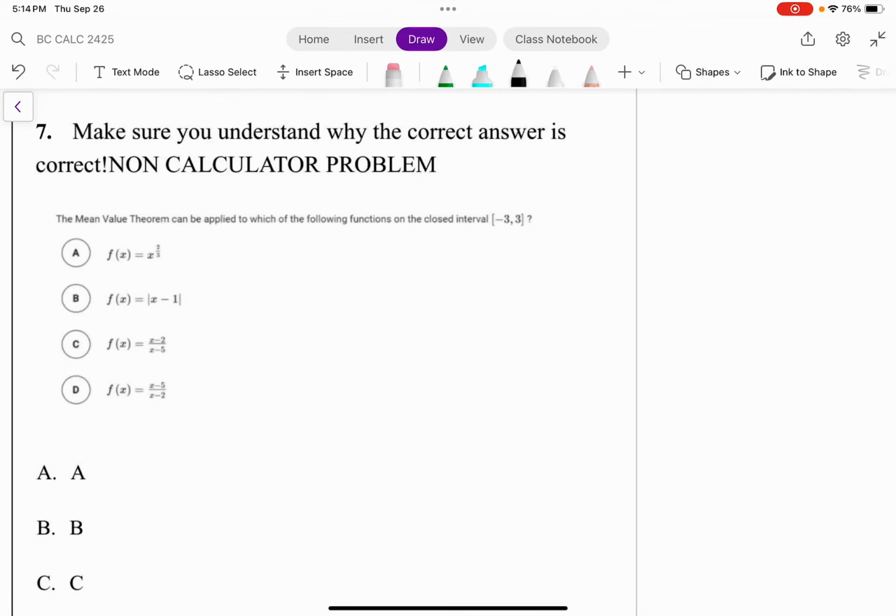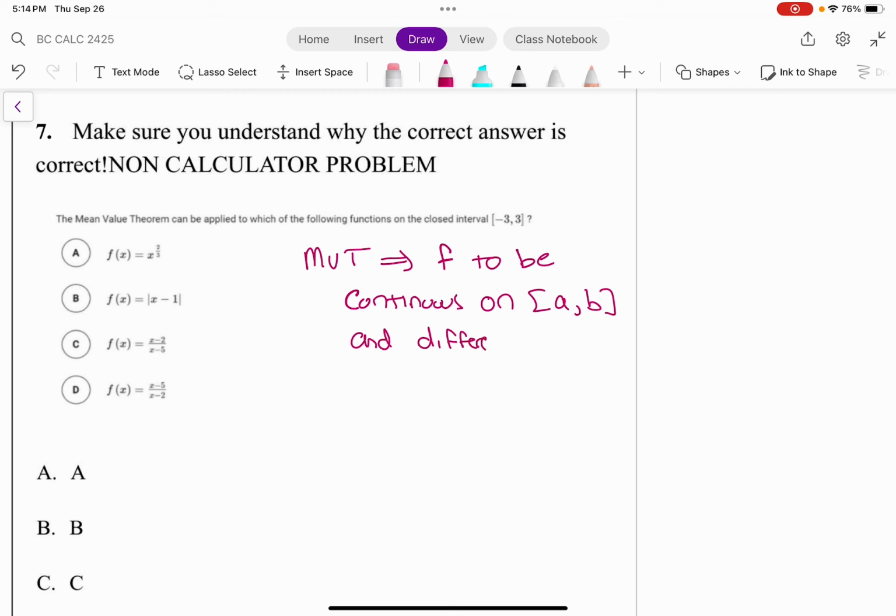Okay, this question says the mean value theorem can be applied to which of the following functions on the closed interval -3 to 3? So a reminder, the mean value theorem states that we need our function f to be continuous on the entire interval, including the endpoints, and differentiable on the interval a to b, maybe not necessarily at the endpoints. Then the mean value theorem applies.